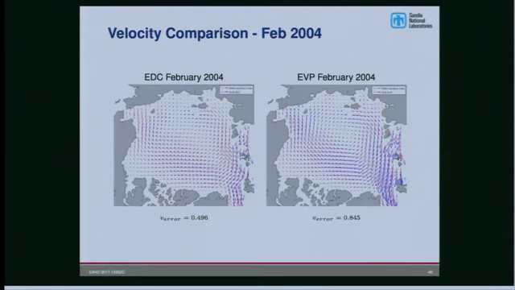So for this set of runs, here's another velocity plot for one of our samples. In this case, strangely enough, the EDC did do a lot better in terms of matching the velocities than the EVP. And again, EVP is quite a lot faster in the export. And then both models somewhat underpredict in this region.